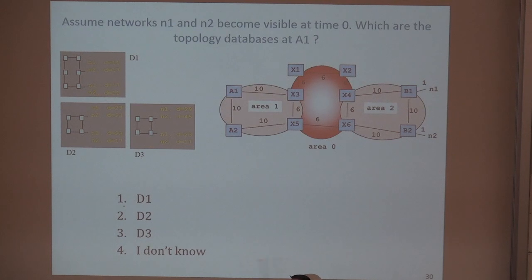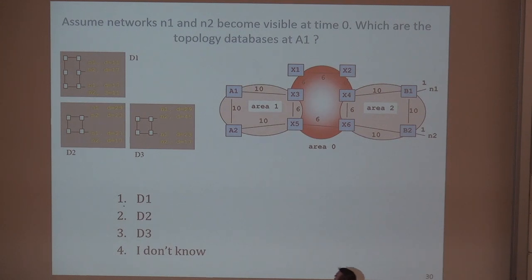So the principle is, within an area, we use link state routing. Across areas, between areas, we use distance vector, which means that a router like X5 that belongs to those two areas will inject in another area the distances to all the prefixes it has learned, but only the distances.